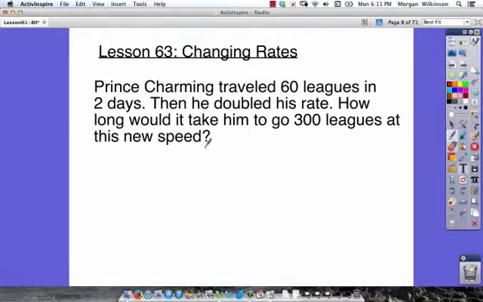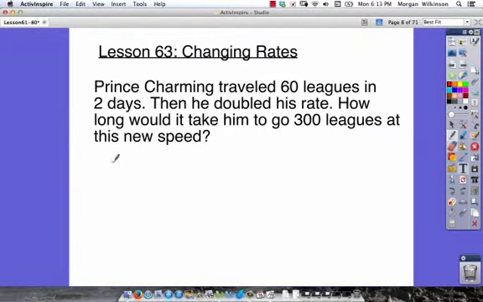Now, rate and speed, they're exactly the same thing. And we change rates all the time. Like if you're walking, sometimes you walk slow and then you pick up your speed to walk faster. Or if you drive, maybe you stop at a stoplight and then you pick up your rate to go faster. So we need to know how to change rates and then to find answers from that.